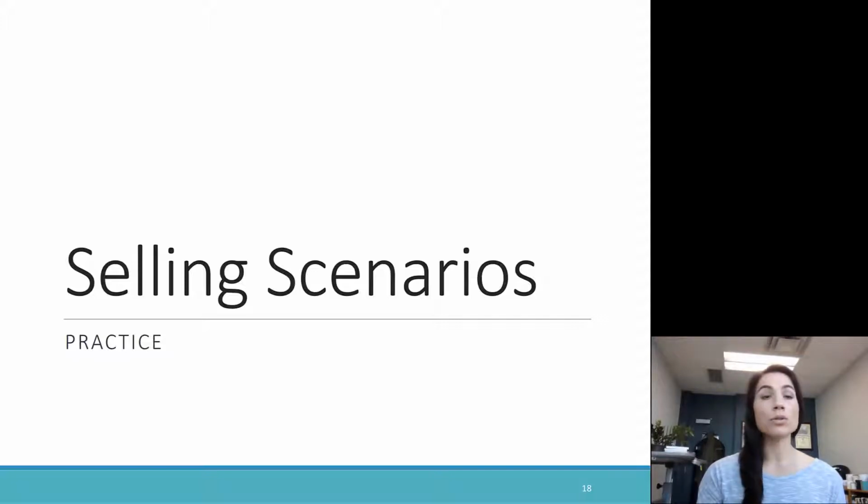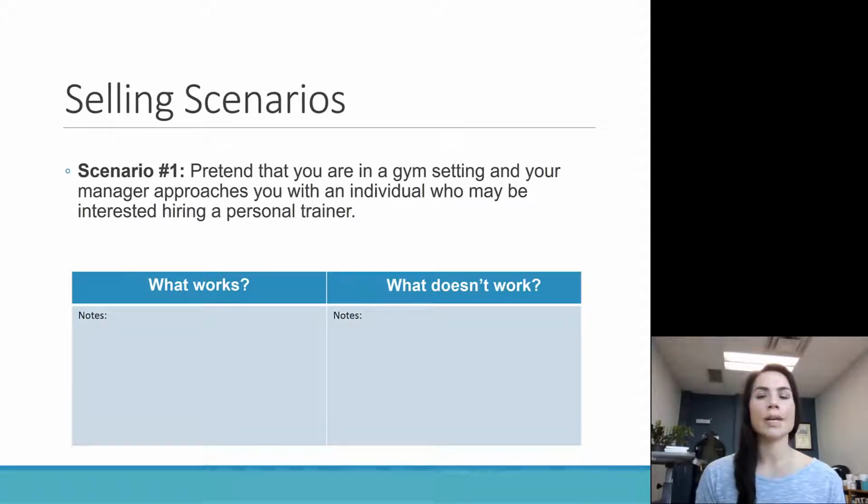And you're going to see that there are 2 columns. There's a column where you can write down what worked, and there's a column where you can write down what didn't work. Essentially, what I want you to write down in these columns is what went well. So when you practice what you would say in this scenario, what did you say well? What were you able to communicate well?